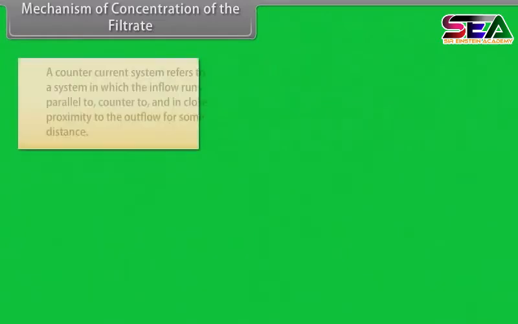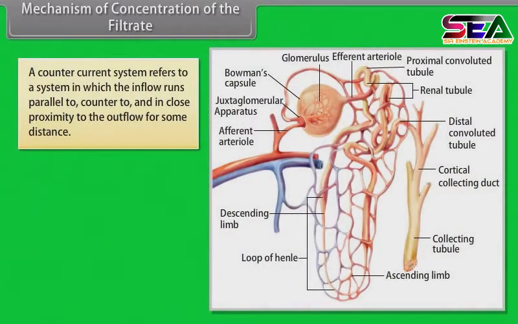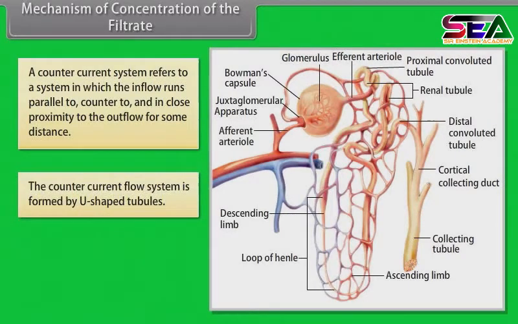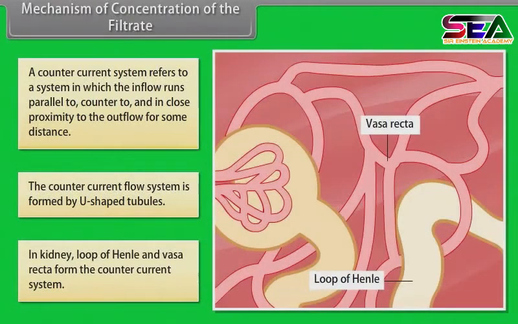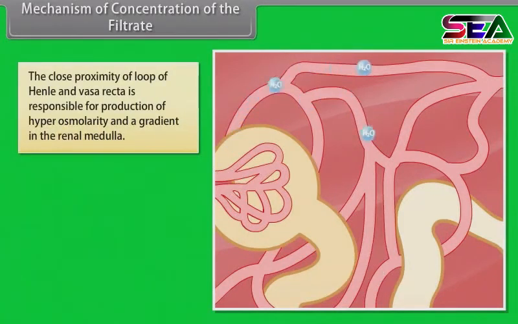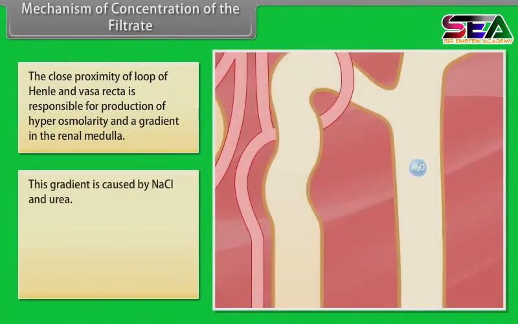Mechanism of concentration of the filtrate. A countercurrent system refers to a system in which the inflow runs parallel to, counter to, and in close proximity to the outflow for some distance. The countercurrent flow system is formed by U-shaped tubules. In the kidney, the loop of Henle and vasa recta form the countercurrent system. The close proximity of the loop of Henle and vasa recta is responsible for production of hyperosmolarity and a gradient in the renal medulla. This gradient is caused by NaCl and urea.